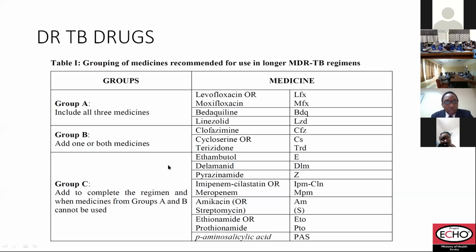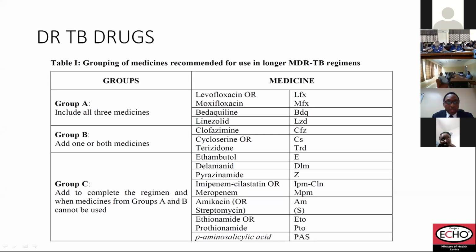C. Of the 3 groups, groups A and B are key groups. These are the groups that contain the core drugs. And they've been arranged in a hierarchical manner. Meaning drugs in group A should be highly prioritized, followed by drugs in group B, and lastly, drugs in group C. The drugs in group C are only brought on board if you cannot constitute a formidable regimen with the drugs from groups A and B.